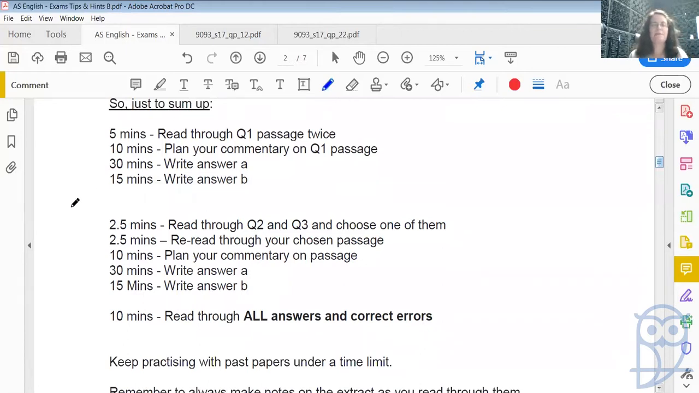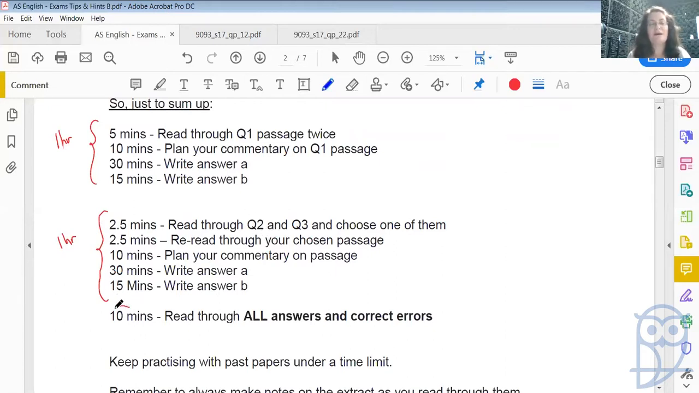All right, so we're going to sum up here. You're going to take 5 minutes to read through question 1 passage twice, 10 minutes to plan your commentary, 30 minutes to write answer A, and 15 minutes to write answer B. So in theory, you're spending 1 hour on question 1. And in turn, you should be spending maybe just over an hour on question 2, depending on how quickly you get through the 2 passages.